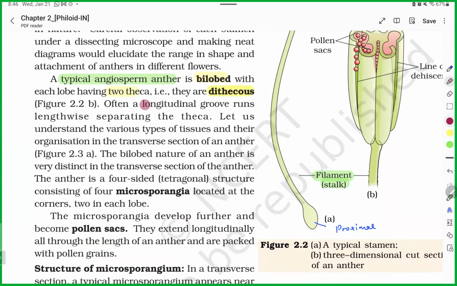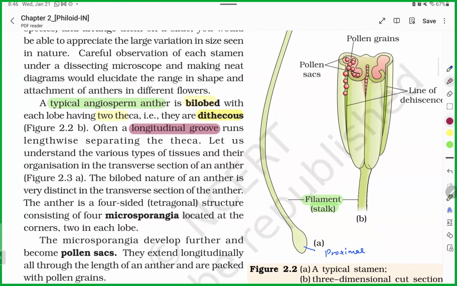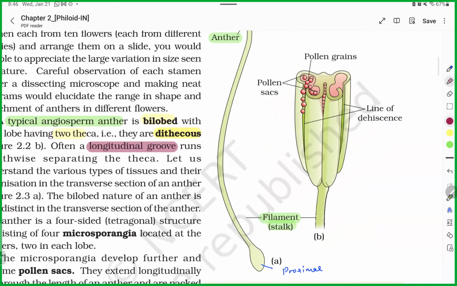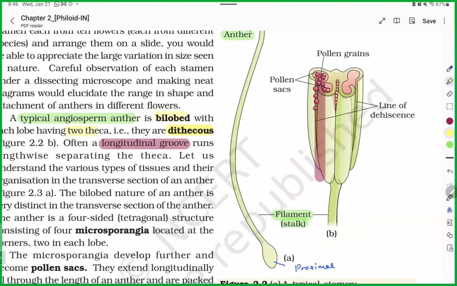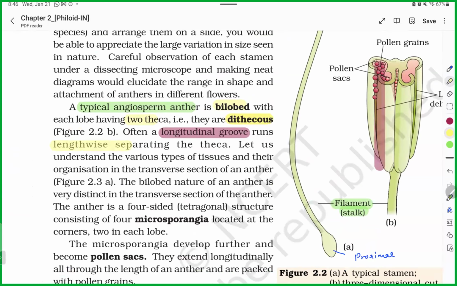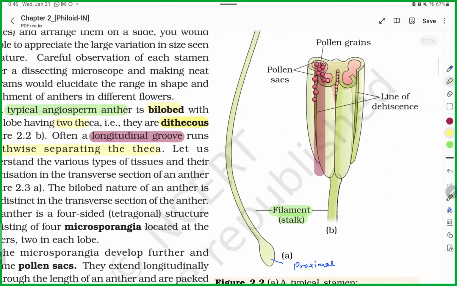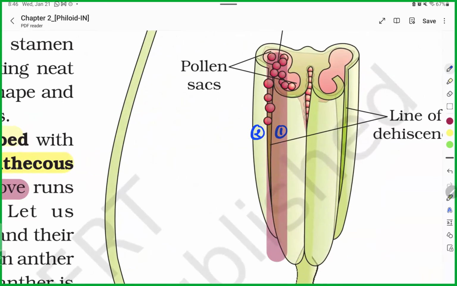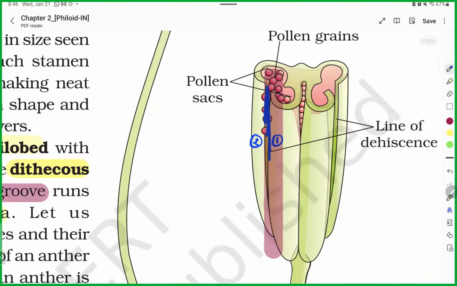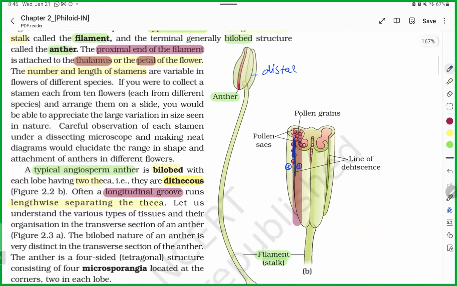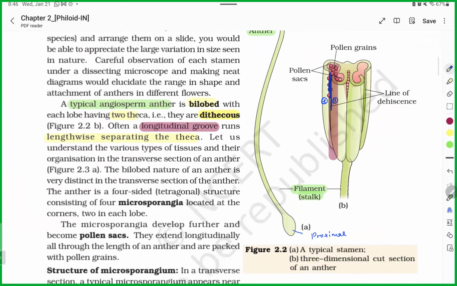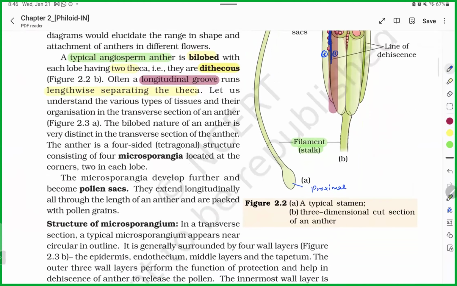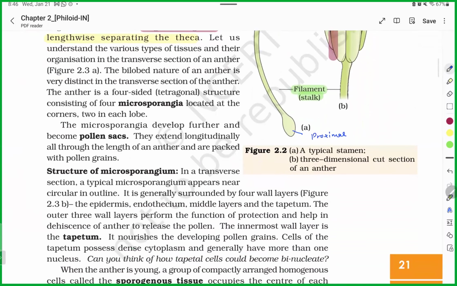If you take the longitudinal groove, the word longitudinal is extremely important, and you can see this whole region is the longitudinal groove. So the longitudinal groove runs lengthwise and separates the theca. As you can see, this is one theca, this is the second theca, and the two are separated by this line. Correct? Longitudinal groove.